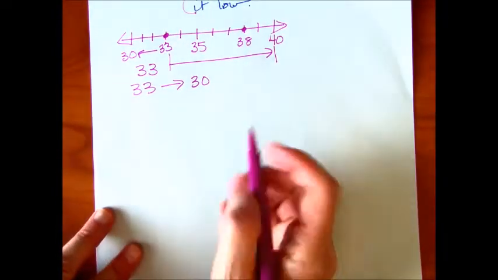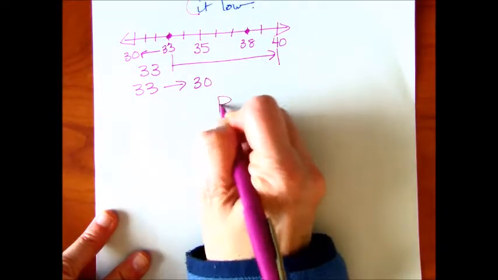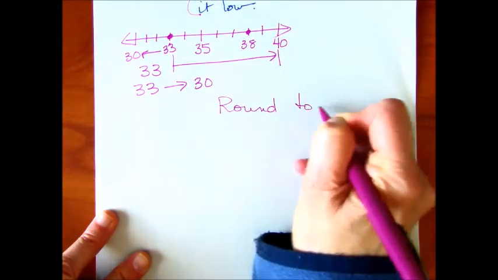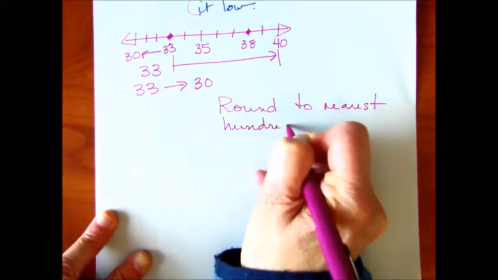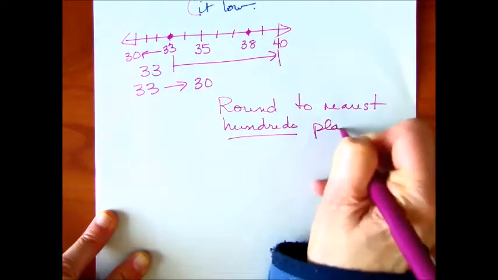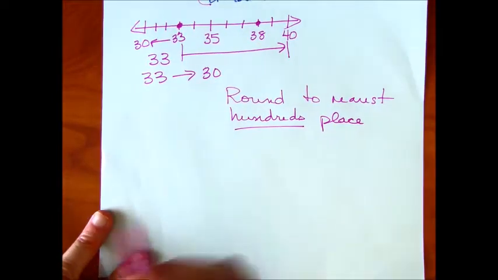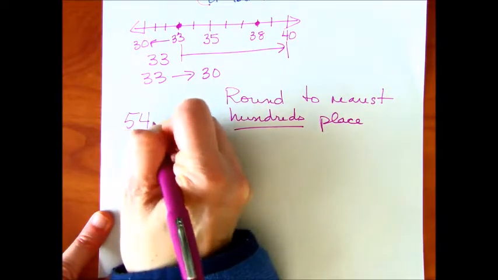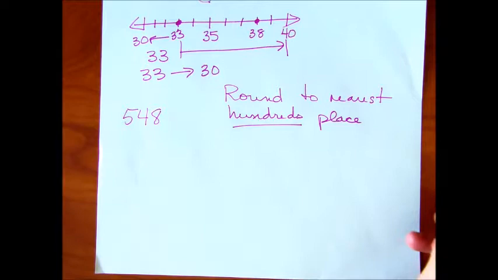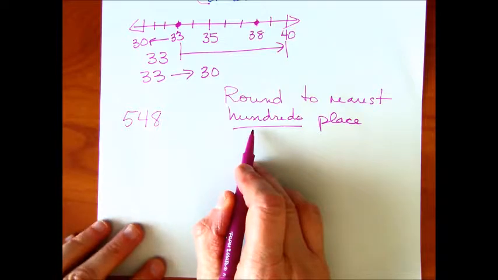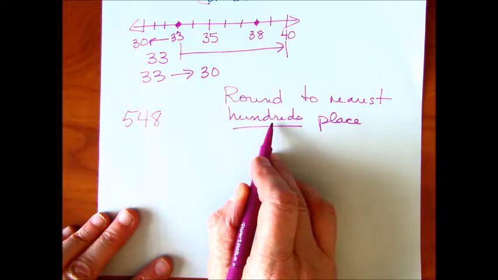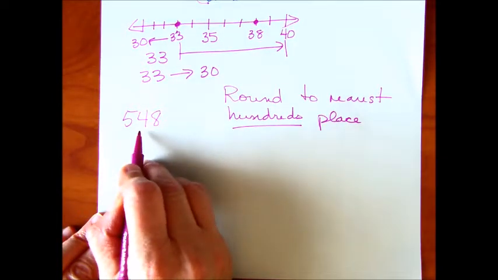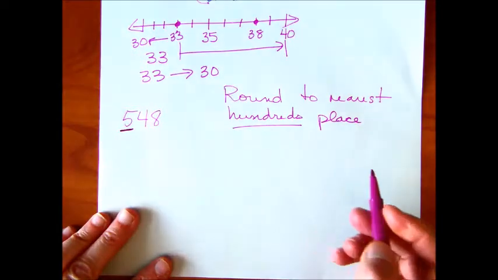Let's go ahead and round to the nearest hundreds place. Okay, let's say we have 548. Remember, the first thing we want to do is identify the hundreds place. Now the hundreds place is the third place. So this is ones, this is tens, this is our hundreds place.